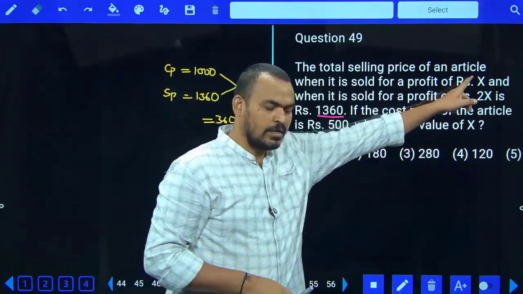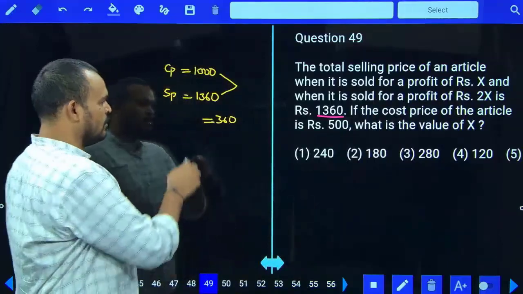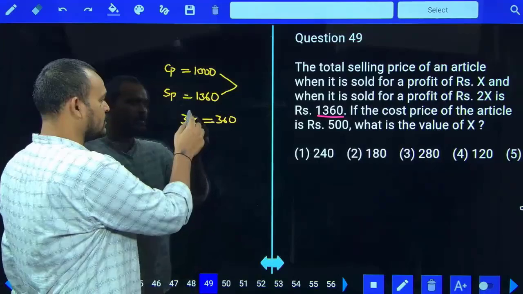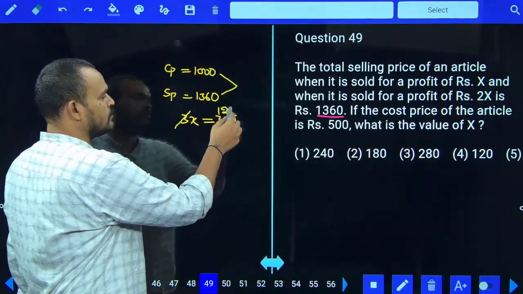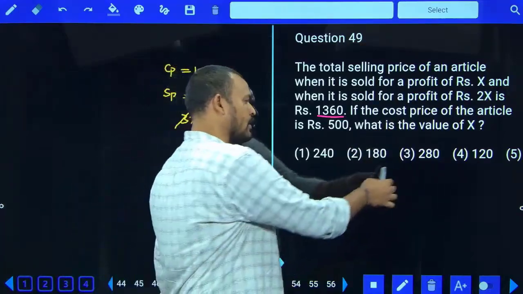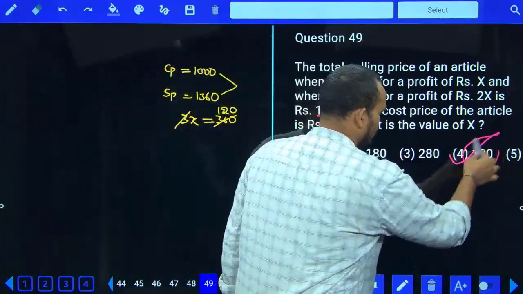What is the profit on the first one? X. Profit on the second one? 2X. What is the total profit? 3X. When 3X equals 360, then the X value is 120. We required the X value. What is the X value? 120. Which option? The fourth one.